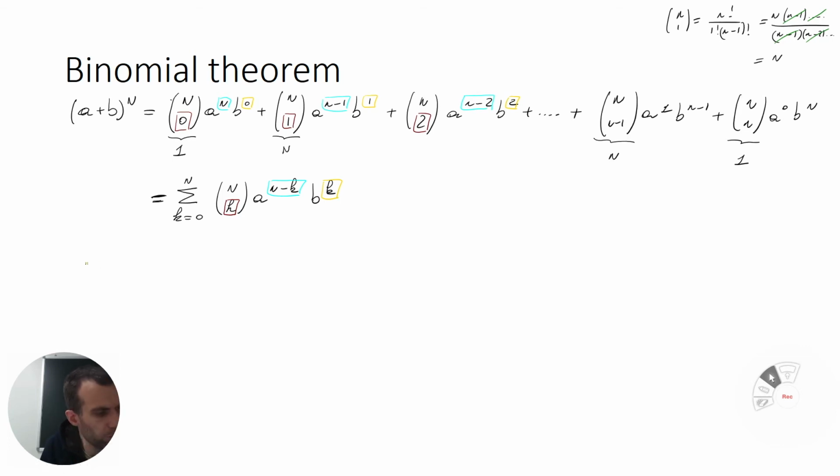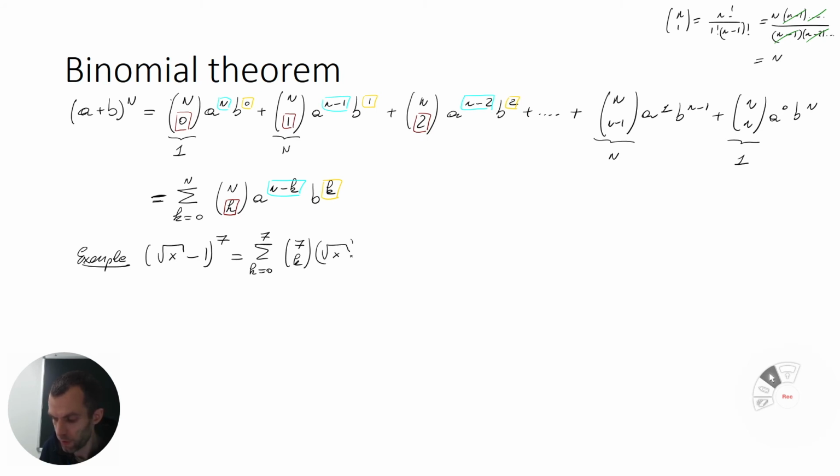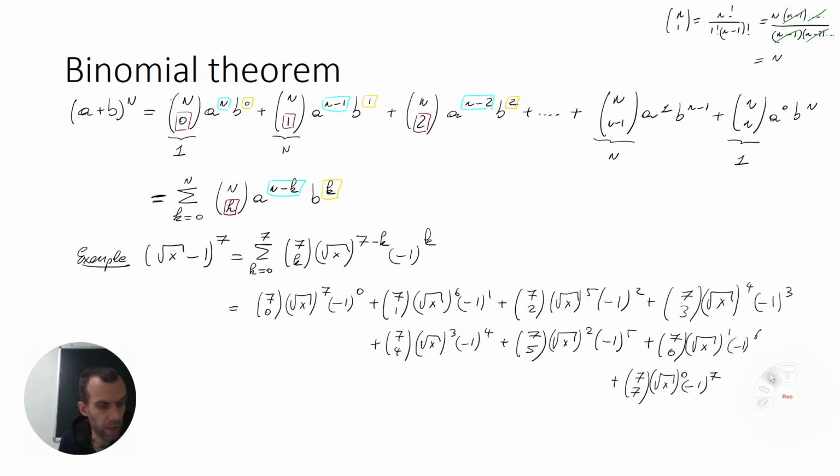So let's do one short example of this. Let's compute (square root of x minus 1) to the power 7. So that's going to be the sum k equal to 0 till 7, 7 choose k, square root of x to the power 7 minus k times minus 1 to the power k. And now we can write this out. And now we can simplify the expressions. We can use what we know about the binomial coefficients to actually calculate what these values are.